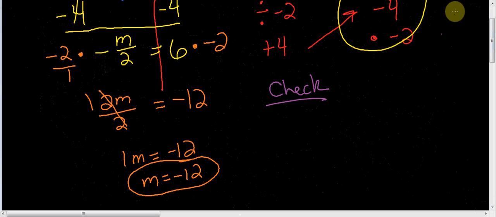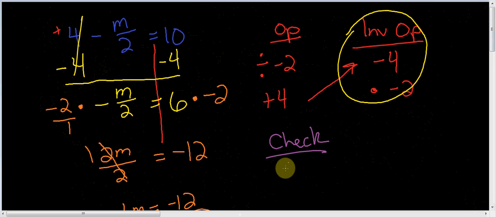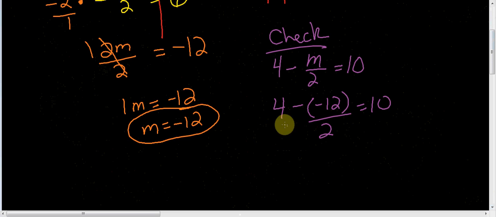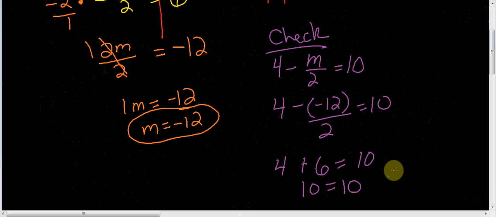Write the word check, so whoever's looking at this knows that that's what I'm doing here in purple. So I have 4 minus m over 2 is equal to 10. That's my original equation. Scroll down a little bit here. I'm going to substitute in negative 12, which I think is my answer. Do a little simplifying here. So I have 4, negative followed by another negative, we know that's plus. And 12 divided by 2 is 6. And then I have a 10. 4 plus 6 is 10. Already have 10 on the right. They match. Good to go. That means that is my answer.